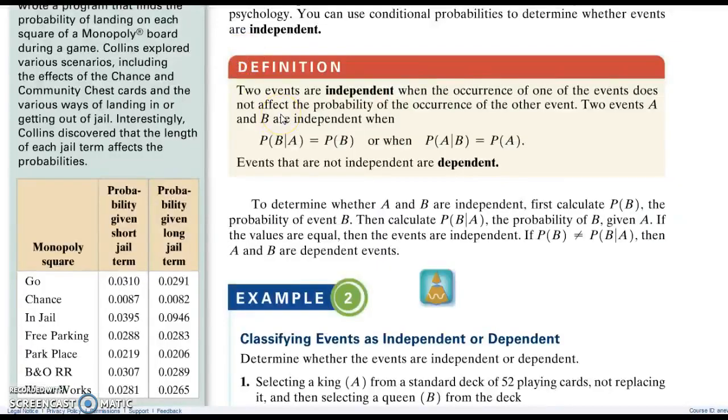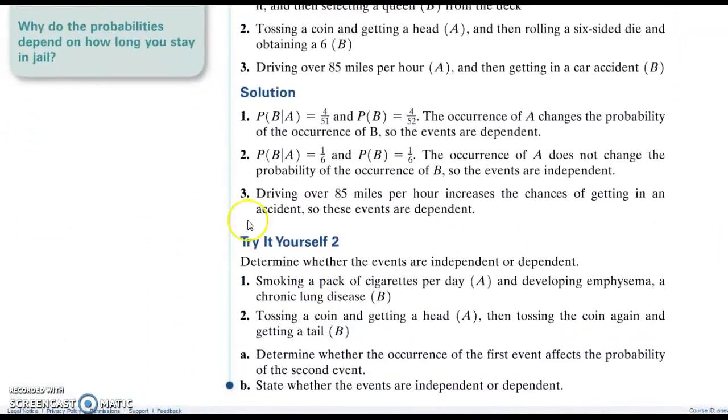And the final definition I want to look at in this video is independent and dependent events. Independent things have no effect on each other. The occurrence of one does not affect the probability of the other. Dependent events do affect each other. So there's some examples down here. What do you think? Smoking a pack of cigarettes every day and developing emphysema or lung disease, are those independent or dependent? They're probably dependent events. Doing one, smoking the cigarettes, will affect your chances, your probability of getting chronic lung disease.